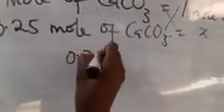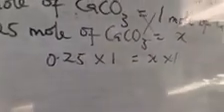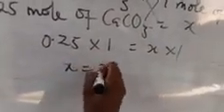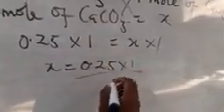Then we carry out cross multiplication. We have 0.25 times 1 will give us x times 1. So make x the subject of the formula. X equals 0.25 times 1 over 1. After our calculation, we arrive at 0.25 mole of calcium carbonate. So therefore, 0.25 mole of calcium carbonate can be obtained from 25 grams of calcium carbonate.